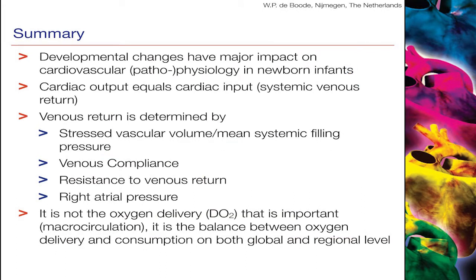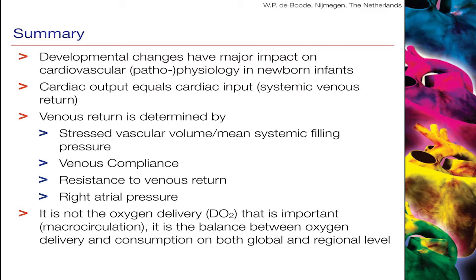Brings me to a summary. Developmental changes have major impact on cardiovascular physiology and pathophysiology in newborn infants. Cardiac output must equal cardiac input, systemic venous return. Venous return is determined by stressed vascular volume, in other words, the mean systemic filling pressure, venous compliance, resistance to venous return, and right atrial pressure.